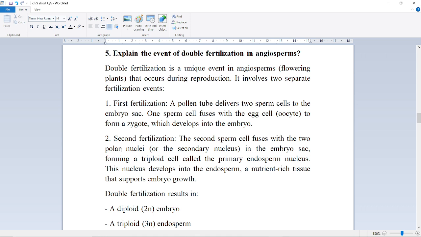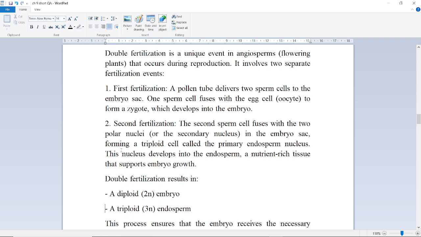Second, fertilization. The second sperm cell fuses with the two polar nuclei or the secondary nucleus in the embryo sac, forming a diploid cell called the primary endosperm nucleus. This nucleus develops into the endosperm, a nutrient-rich tissue that supports embryo growth. Double fertilization results in a diploid embryo or diploid endosperm.